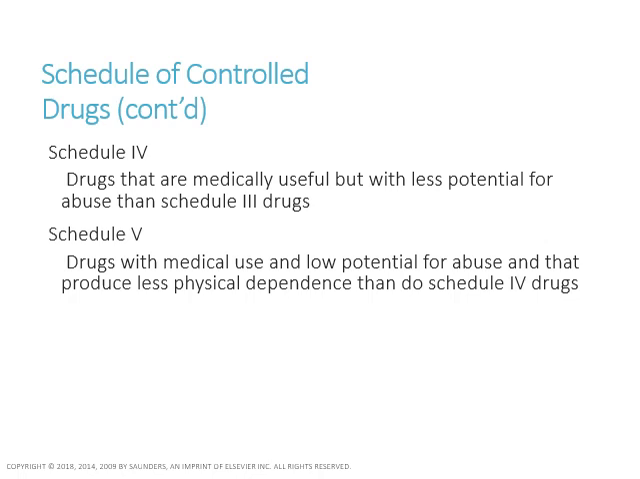Schedule 4s are drugs that are medically useful but with less potential for abuse than Schedule 3 drugs, and Schedule 5s are drugs with medical use and low potential for abuse and that produce less physical dependence than do Schedule 4 drugs. So you can see Schedule 1s have no medical use, and Schedule 5s have the lowest potential for abuse. So that's the way the scale goes from 1 to 5.